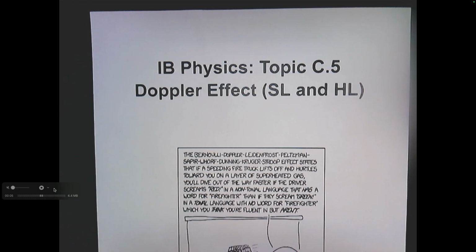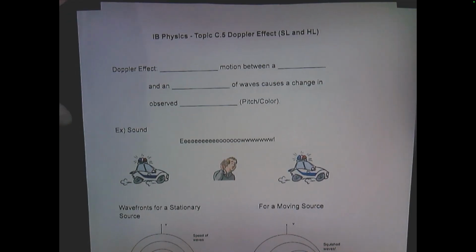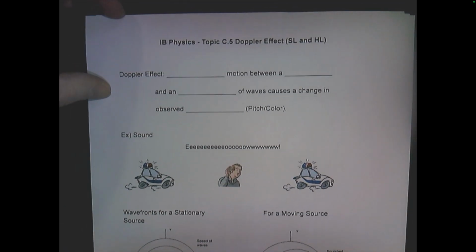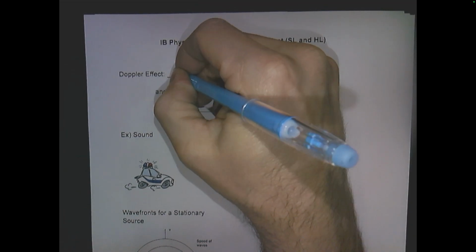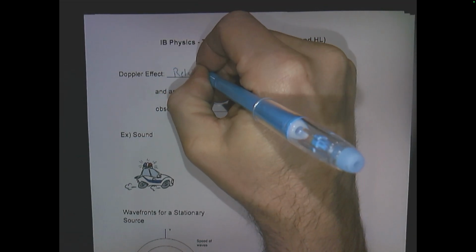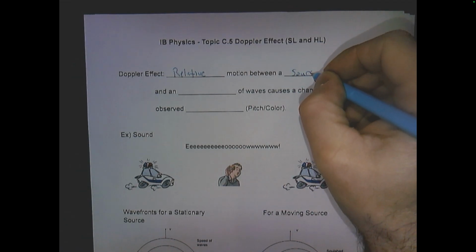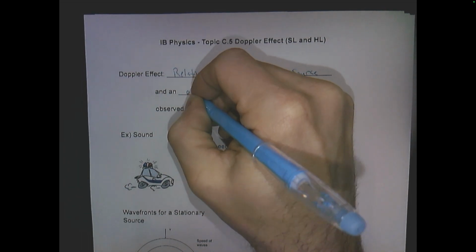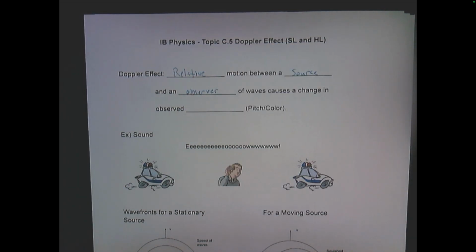All right, let's talk about the Doppler effect. We'll flip to the first page here. We'll fill our notes in. We'll define the Doppler effect. The Doppler effect is when relative motion occurs between a source and an observer of waves.